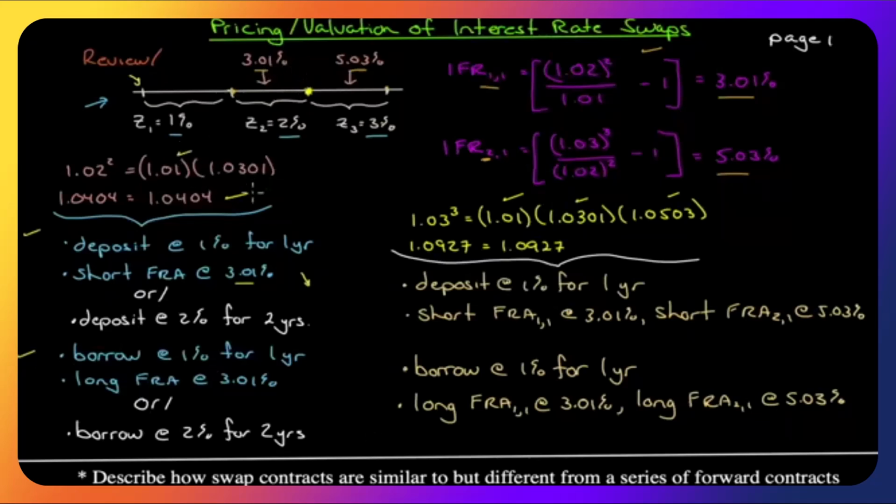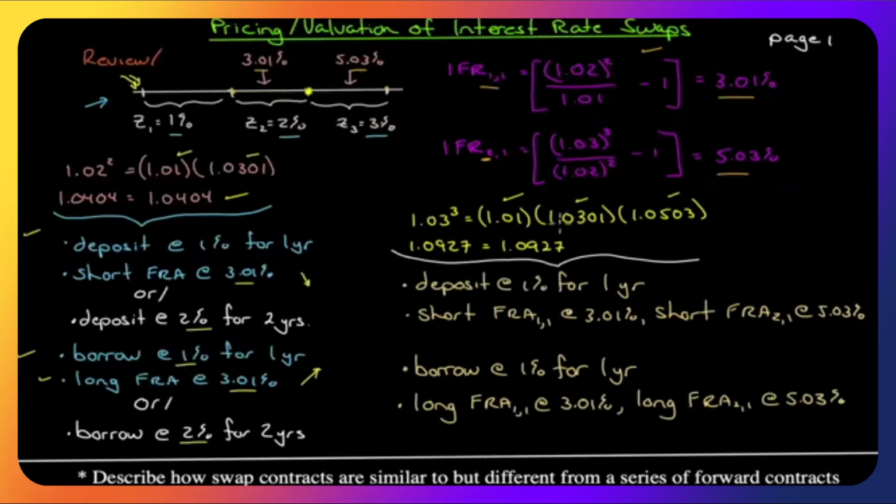Well, we've already shown that if you get 1.01 plus 3.01, it's the same as getting the full 2%. You're just locking in the rate. Or you can, as I say here, deposit at 2% for 2 years. Let's say we're borrowing. You can borrow at 1% for 1 year, and we can go long the FRA. Again, at this point in time, we'll lock in 3.01 because we don't want rates going up. If rates are going to go up, we go long an FRA, and it pays off if rates go up, right? So we would be indifferent between doing this or borrowing at 2% for 2 years.